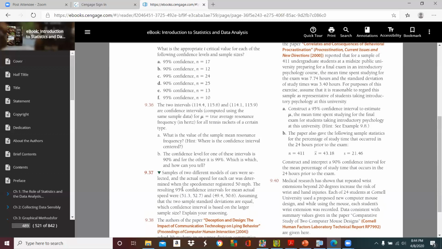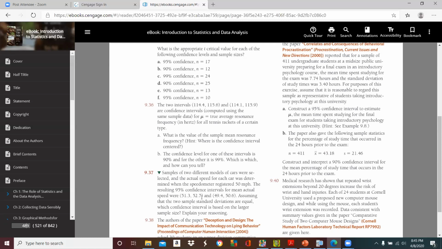These are two separate samples now. The previous problem, these two intervals were for the same sample. These two intervals that you're looking at here are for two different samples. Why? Because this one was for one model of car, and this one was for another model of car. Two different samples, two different sample means. How do we know they're two different sample means? I'll show you in a minute.